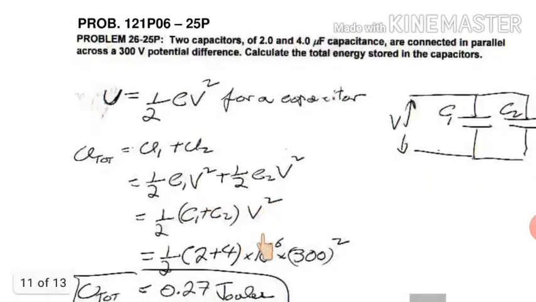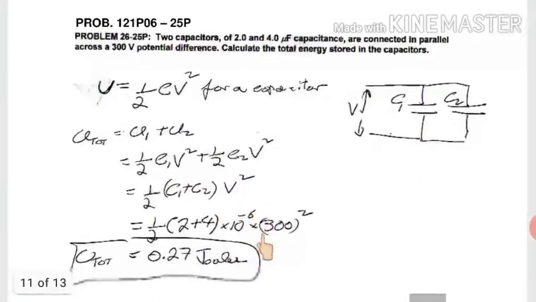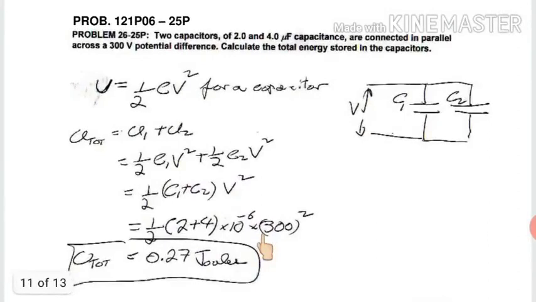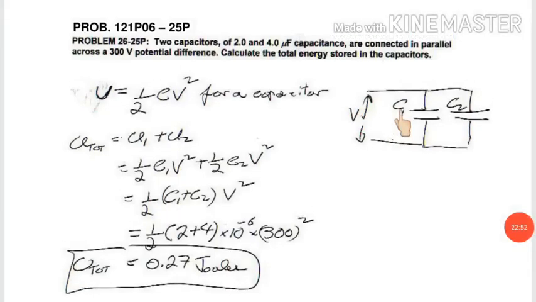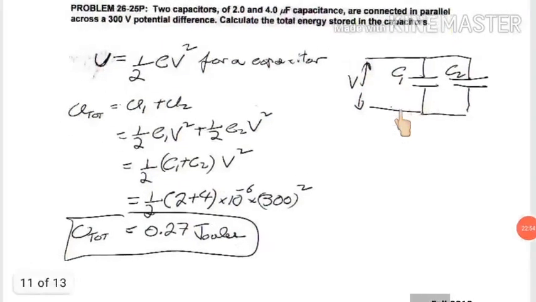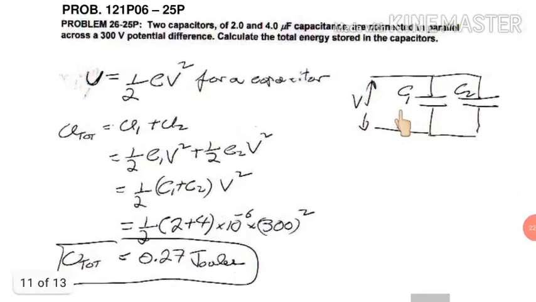Okay, next we have this question. Two capacitors of 2 and 4 microfarad capacitance are connected in parallel across a 300 volt potential difference. Calculate the total energy stored in the capacitor. Again, a very easy question.